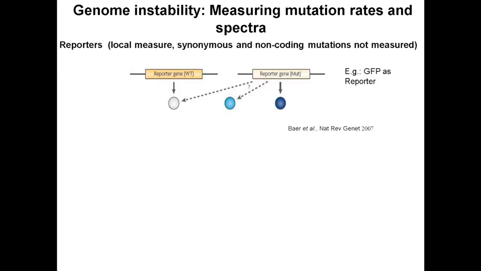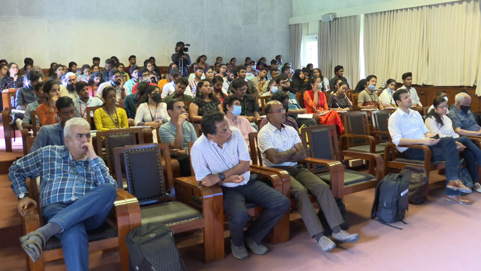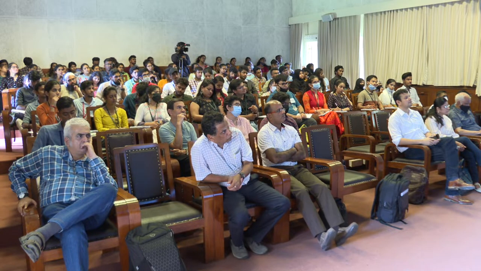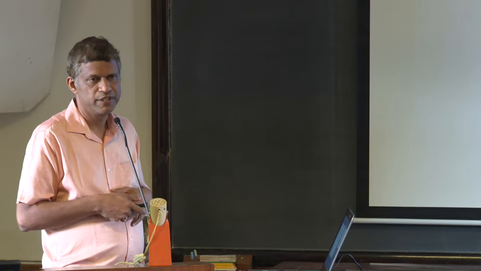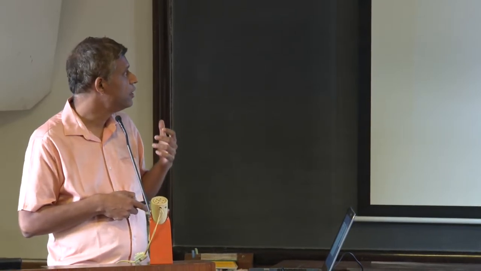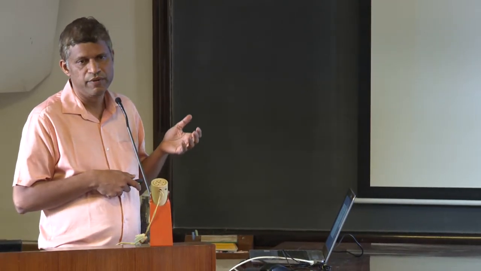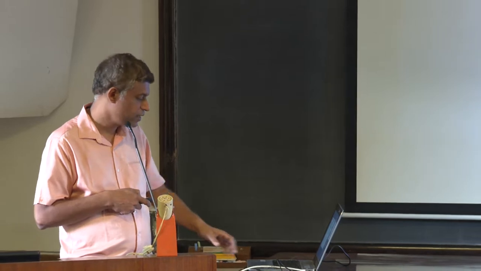So how do we measure this kind of genomic instability? One way to do that is basically by using reporters. So the reporter could be something like an auxotrophic marker or some fluorescent protein marker. And then you look at either a gain or loss of function of this reporter, right? And then that can tell you what is the frequency of mutations. But the problem with this method is that it's a localized measure. It's coming from this reporter, which you are then extrapolating to the rest of the genome. And second, you cannot look at mutations which do not affect protein function.